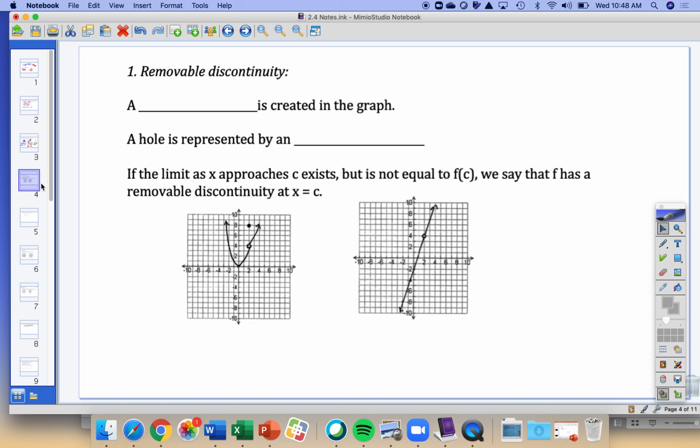So there are different types of discontinuity. So the first is a removable discontinuity. A removable discontinuity is a hole that is created in the graph. Okay, a hole is represented by an open circle.